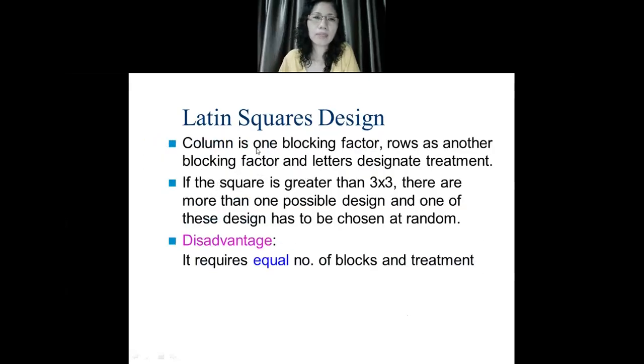Now note that for Latin square design, columns are one blocking factor and rows are another blocking factor. And the letters designate the treatments. If the square is greater than 3 times 3, there is more than one possible design, and one of the designs can be chosen at random. So what's the disadvantage of Latin square design? It requires an equal number of blocks and treatments.